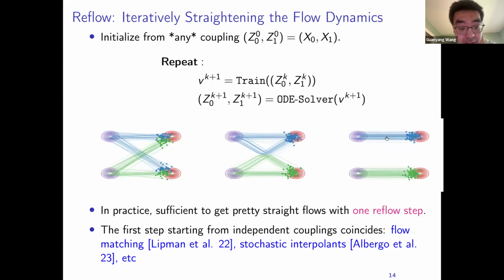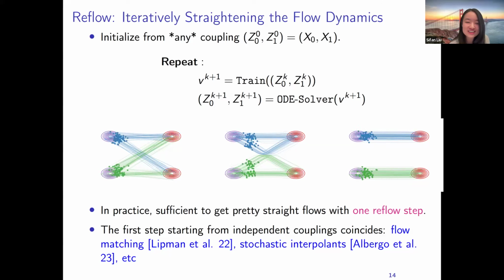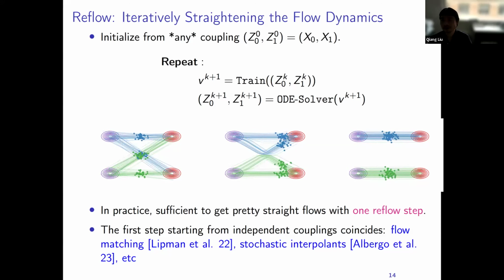Can I also ask a question? Just to clarify, in the reflow step, the training data are not from the original training data set. So do you take Z0 k plus 1 to be from pi 0 and then you solve for Z1 k plus 1?